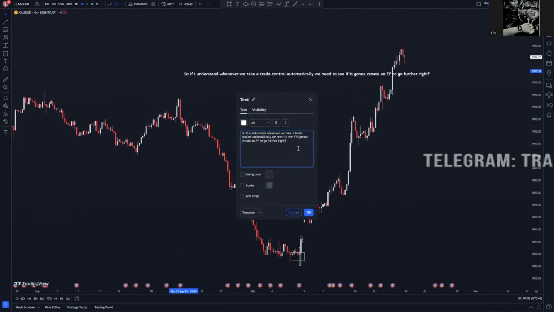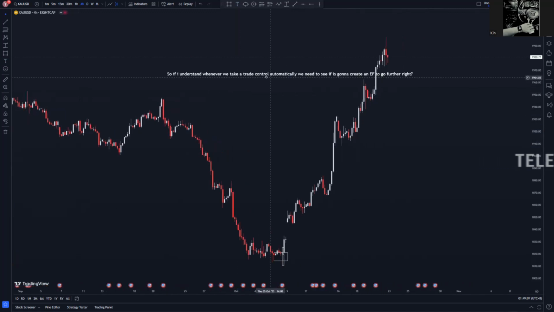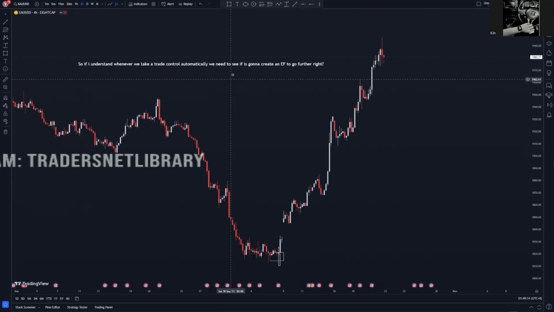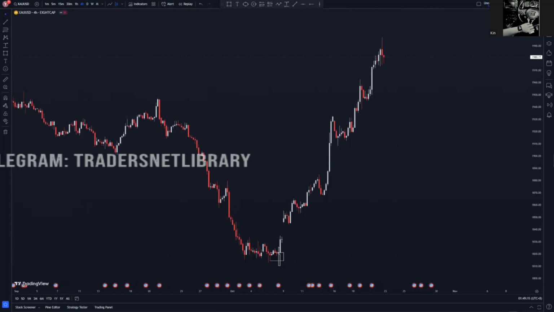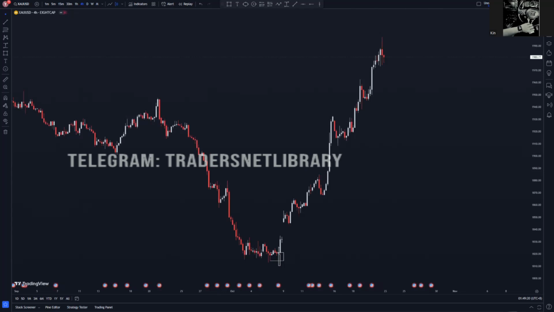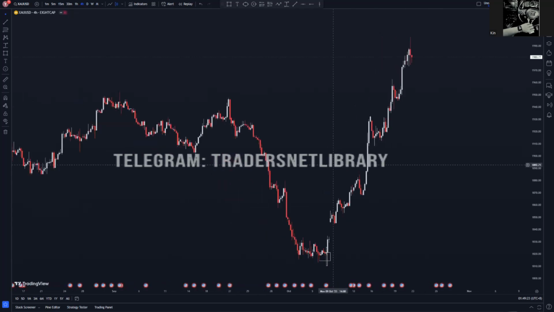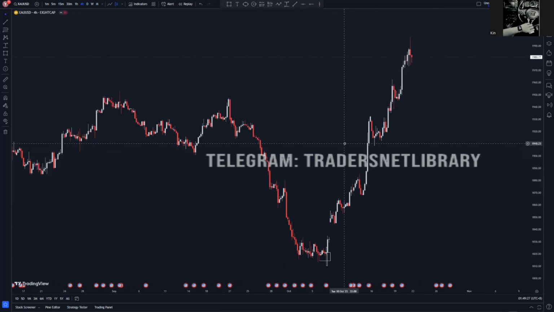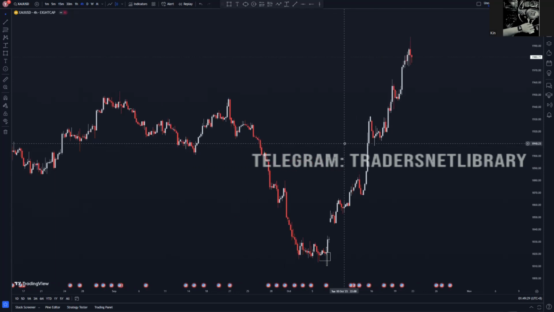So this is the question. If I understand, whenever we take a trade control, automatically we need to see if it's going to create an EF? Yes, exactly. And one more thing, you guys need to understand: when the price creates an EG, what does it mean? When the price creates an EF, what does it mean?